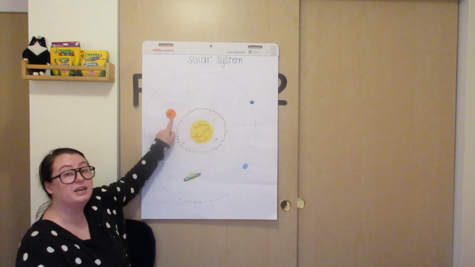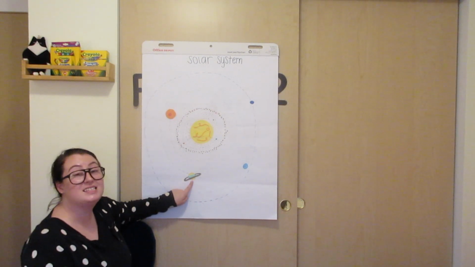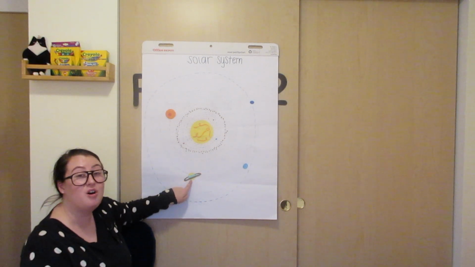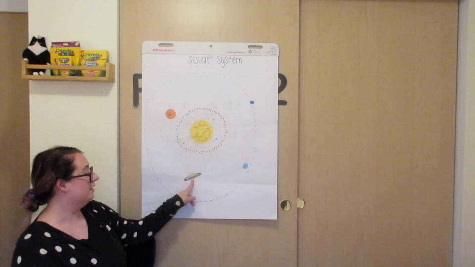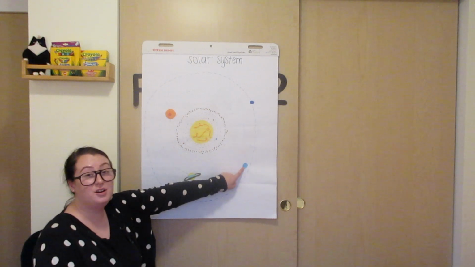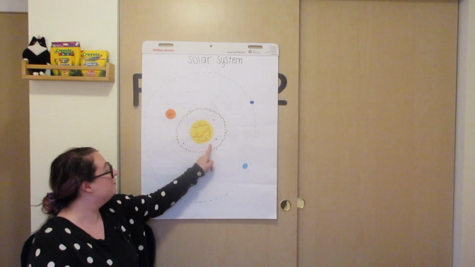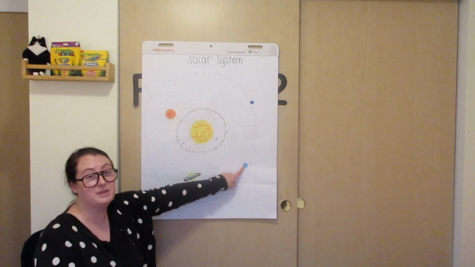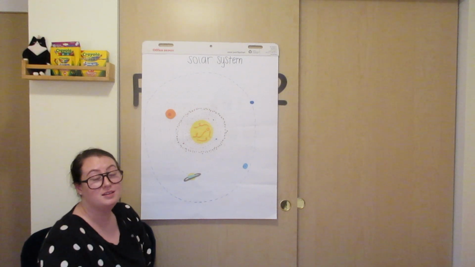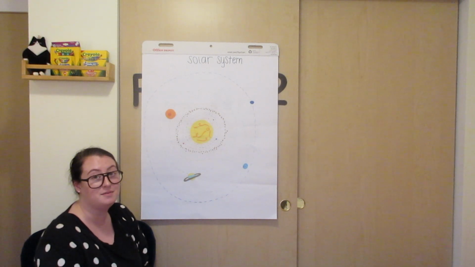Jupiter is famous for its big red spot. Next is Saturn. Saturn is also famous because it has rings all the way around its planet. After Saturn is Uranus. Uranus is so far away from the sun, it's really cold. It's so far away that it barely gets any heat from the sun. And the farthest planet away is called Neptune. Neptune is also very cold because it's so far away from the sun.